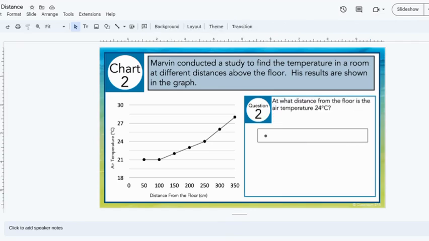At what distance from the floor is air temperature 24 degrees? At what distance from the floor is it 24 degrees? So we need to go through and look at what distance from the floor is it when it's 24 degrees. So we can go over and we follow it down. That's 250 centimeters. 250 centimeters. So if it asks questions like this, and there will be stuff like this on your RISE test and your Aspire test, go to where it says, follow it over.